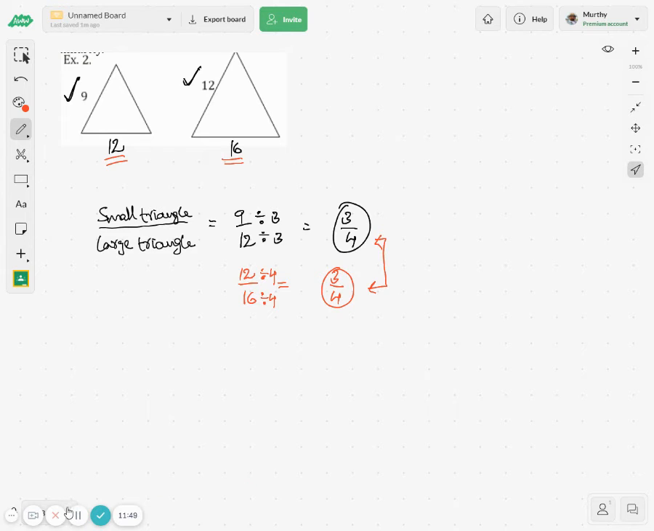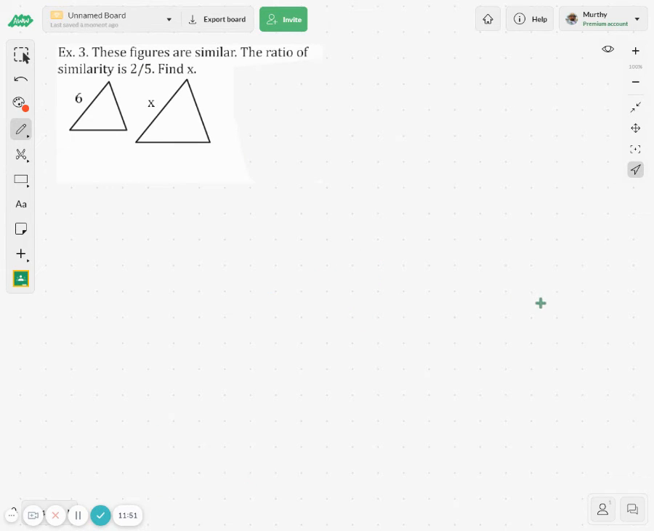Well, in what way can we use the concept here? Like say that these two figures are similar and the ratio of similarity is 2 over 5. So let me take the important concept, the key part from the question. So the ratio is given 2 over 5. And when it comes to the sides, I see that this is 6 and this one is x.